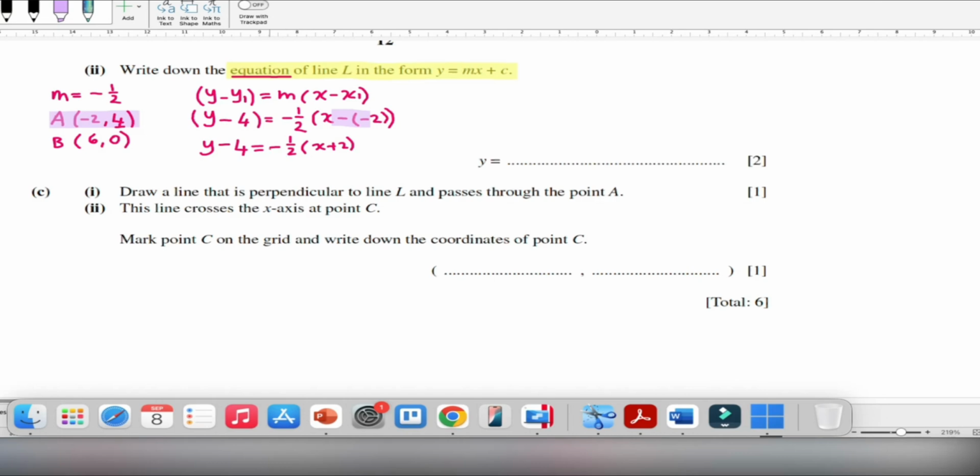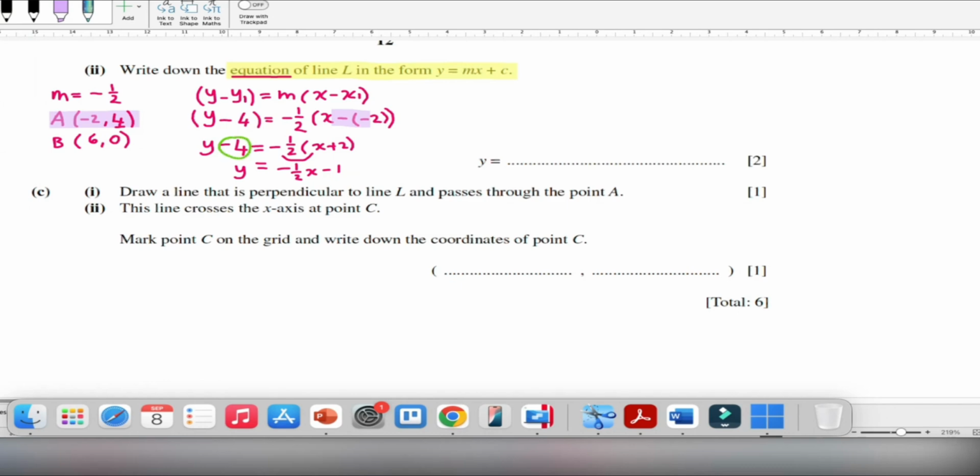Okay, so -1/2 times x, so we're expanding the brackets, is equal to -1/2x. And -1/2 times 2 is equal to -1. Do you agree? -1/2 times +2 is equal to -1. And we're also bringing this -4 over to the other side.